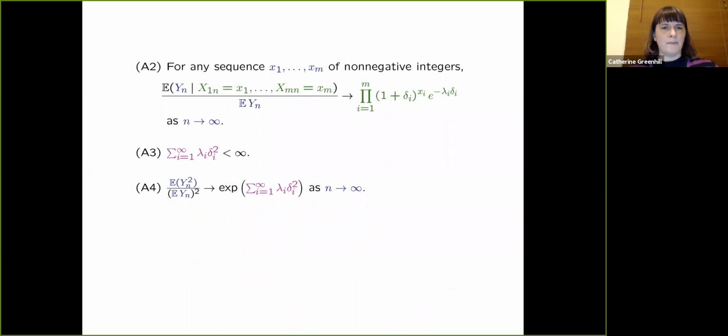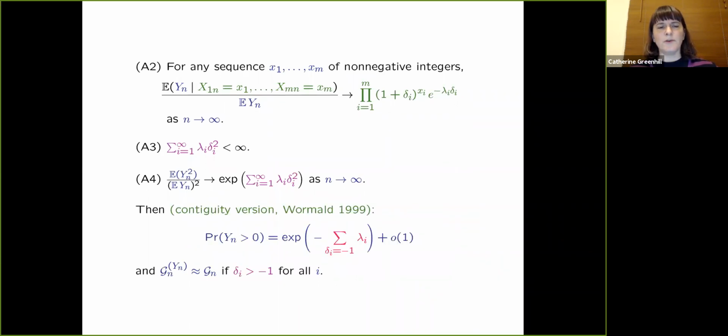A different way to state some conclusions, if you prefer the contiguity idea, this is from Nick's survey paper. The probability that yn is positive tends to e to the minus a sum over all the delta i's which are -1 of lambda i. So for every factor where a 1 plus delta i would give you 0, you need that power of Zi to be 0, and that happens with probability e to the minus lambda i.